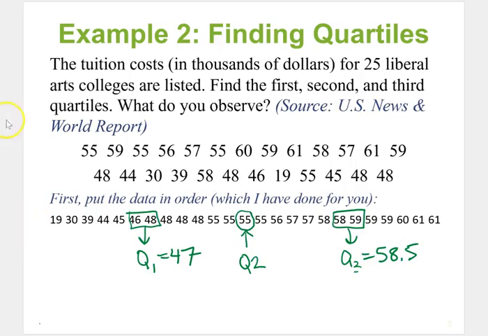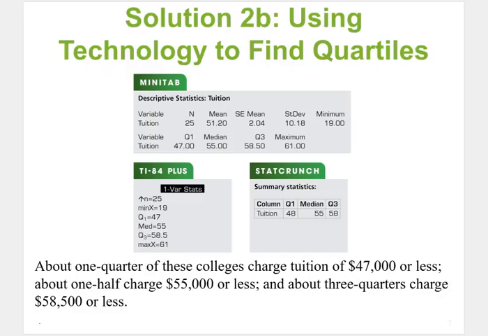You can also use technology to find quartiles as well. If you have the opportunity to use technology, this is a great way to check to see if you did everything right. Depending on which technology you use, it will give you your quartiles. It just won't list Q2, it'll just say median. So just know that Q2 is median. And then you can match that data.